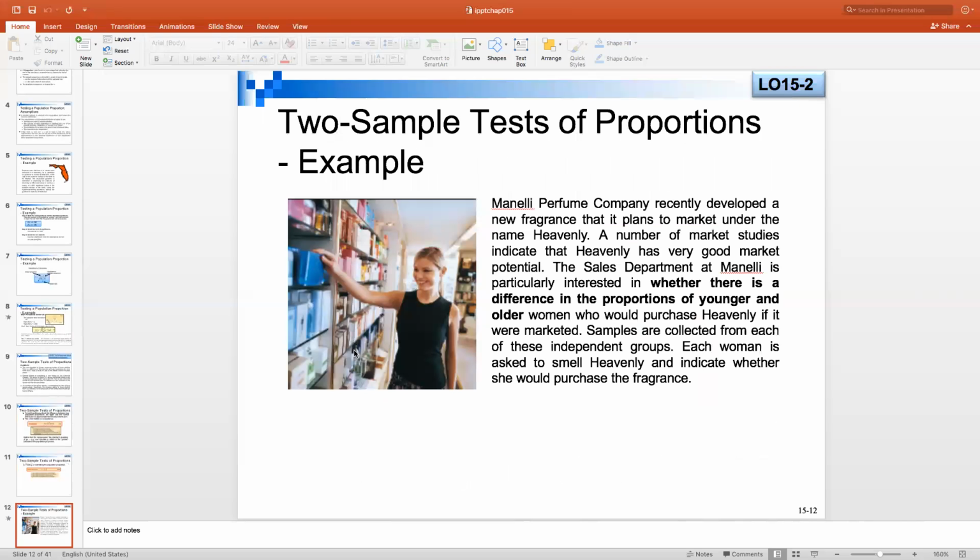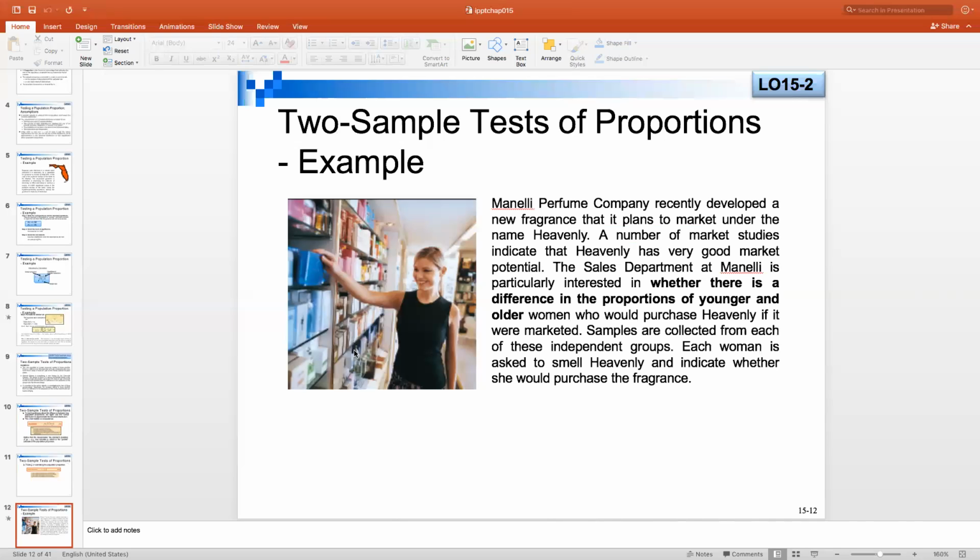Manelli Perfume Company recently developed a new fragrance that it plans to market under the name Heavenly. A number of market studies indicate that Heavenly has a very good market potential. The sales department of Manelli is particularly interested in whether there is a difference in the proportions of younger and older women who purchase Heavenly if it were marketed. Samples are collected from each of these independent groups. Each woman is asked to smell Heavenly and indicate whether she would purchase the fragrance.